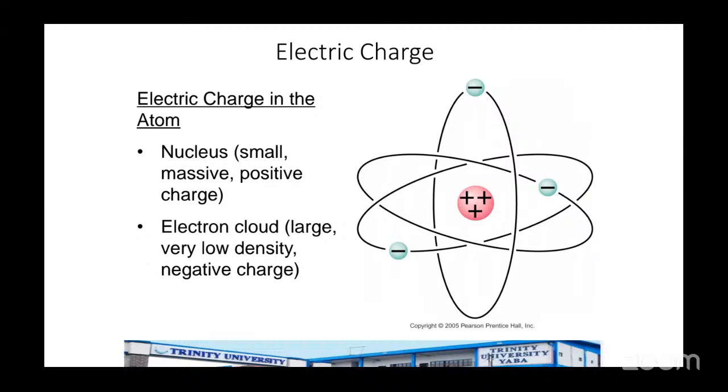However, the magnitude of the charge on an electron is equivalent to the magnitude of the charge on a proton. So the electron carries negative charge, the proton carries positive charge. Their magnitudes are the same, positive and negative.